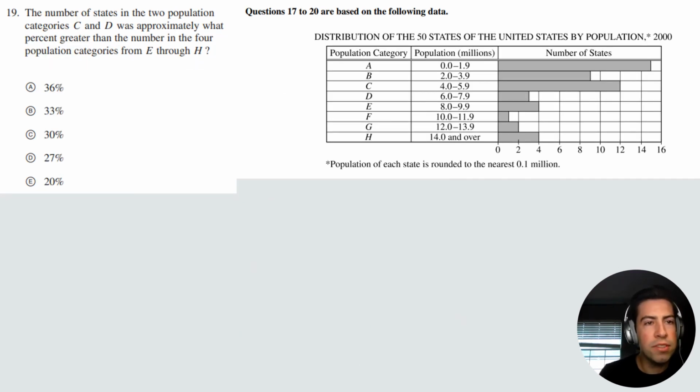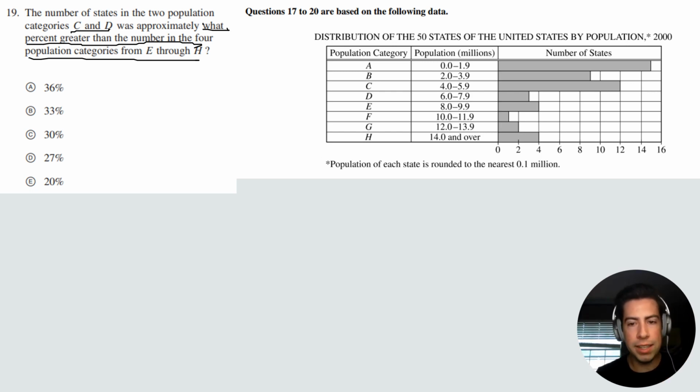Okay, for number 19, the number of states in the 2 population categories C and D was approximately what % greater than the number in the 4 population categories from E through H? All right, guys, this one can be a little bit confusing at first because honestly, there's just a lot of words, and it's not totally clear how we're going to get this percentage, right? So let's just go ahead and start by figuring out what they're trying to tell us here.